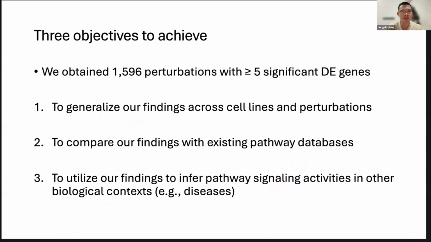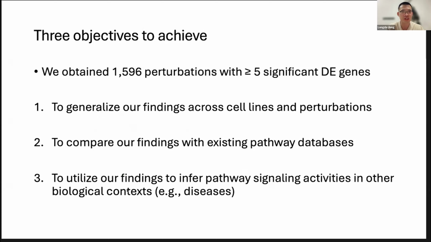So after merging these two batches of data for a joint analysis, in total, we obtained over 1,500 perturbations with at least 5 significant DE genes. So how can we utilize this massive scale of the results? There are mainly 3 aims we want to achieve here.